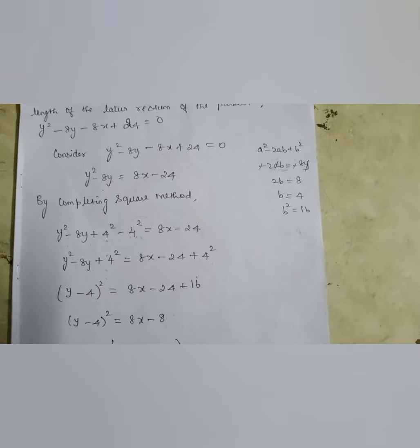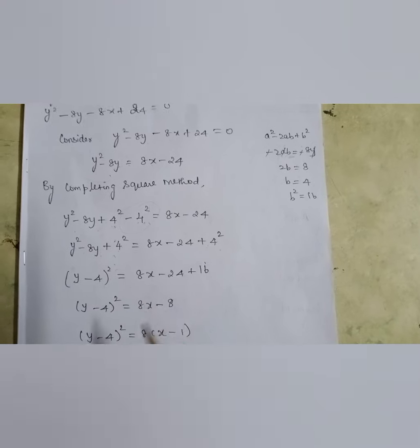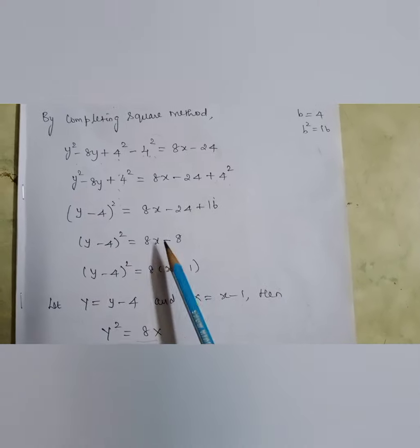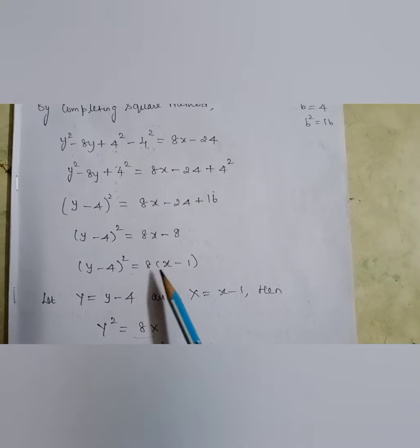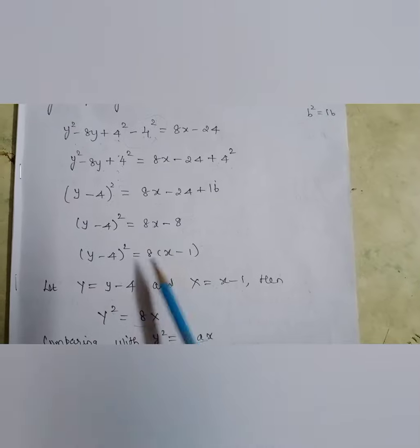After making it a perfect square, I write it as (y minus 4) the whole square is equal to 8x minus 24 plus 16. That is, (y minus 4) the whole square is equal to 8x minus 8. Taking 8 outside, (y minus 4) the whole square is equal to 8 times (x minus 1). Now this is of the form of a parabola, y square is equal to 4ax.